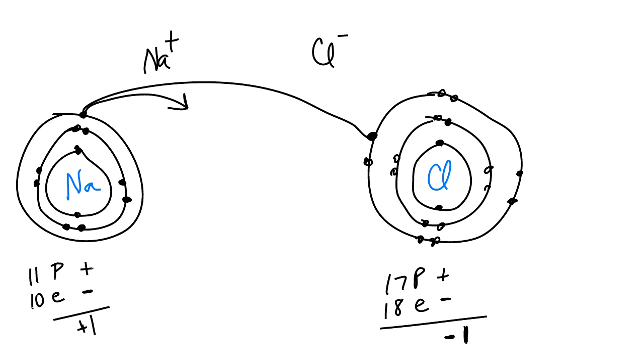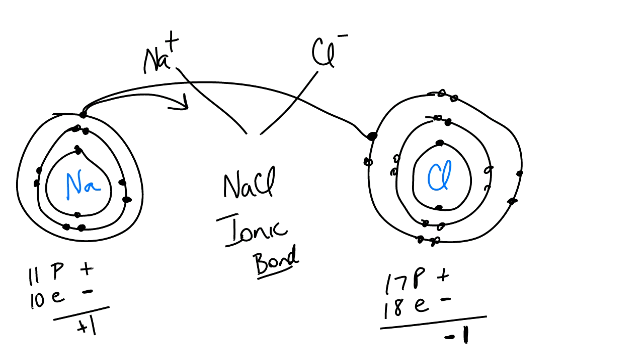Minus. But what happens is these two are attracted, opposites attract, and so we get sodium chloride, which is just an ionic bond formed between two oppositely charged ions. So that's ionic bonding. Now let's do the same thing for covalent bonding. Let's use water.